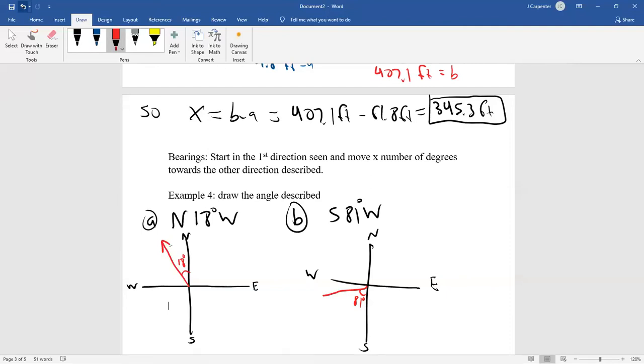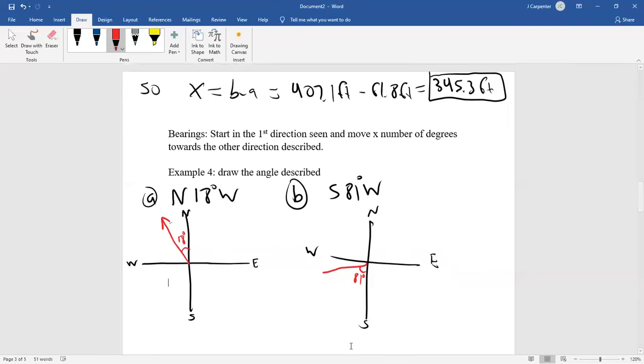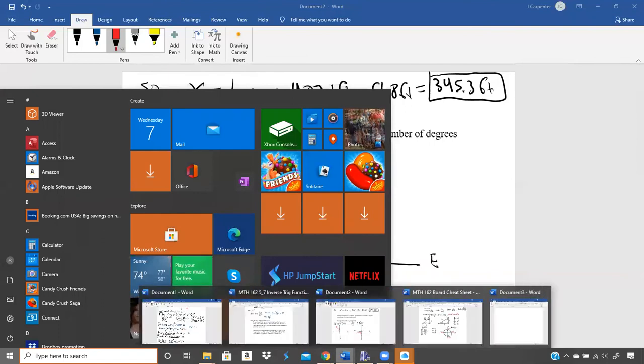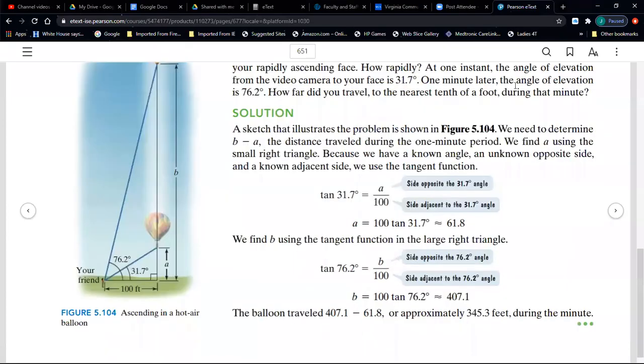All right, so next we're going to do example 6 from the text now that we have bearings in mind. So bear that in mind. I am so sorry for that pun. I'm not actually, but I like to pretend.